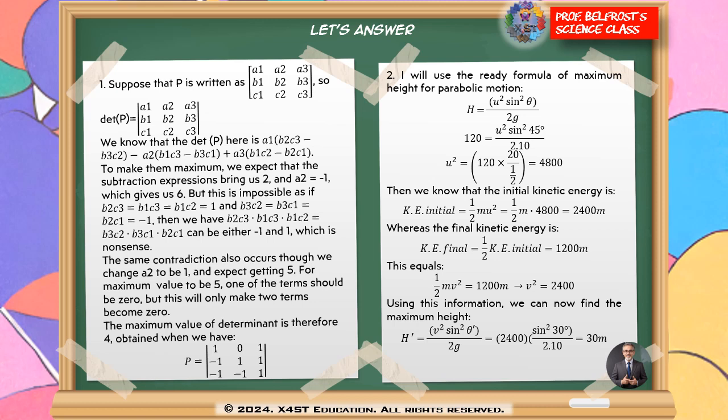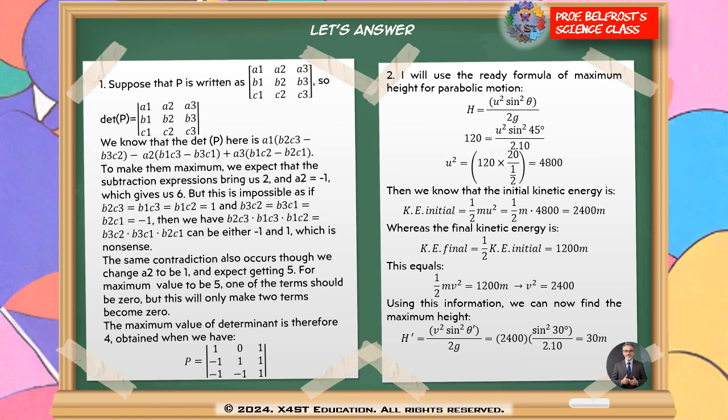So h, the maximum height, equals u squared sine squared theta over 2g, and the h is given. For the first case, the maximum height is 120, which means u squared times sine squared 45 degrees divided by 2 times 10. Or if you want to leave the g term as g, it is up to you. It will be cancelled in the end, so it doesn't matter. And we can find u squared to be 4800.